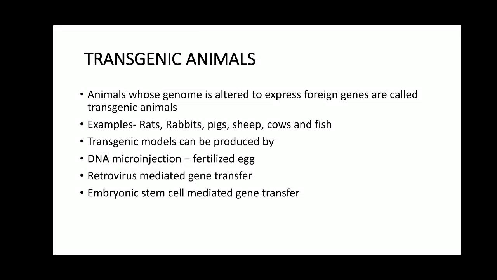Another way to create the transgenic animals is embryonic stem cell mediated gene transfer. We have seen one is DNA microinjection used for animal cells, whereas in case of plant cells, gene gun or ballistic method is used. And retrovirus mediated gene transfer in animal cells, whereas if you have seen the BT cotton and parasite nematode resistant plant, they are genetically engineered using agrobacterium mediated gene transfer. You should know these differences, student.